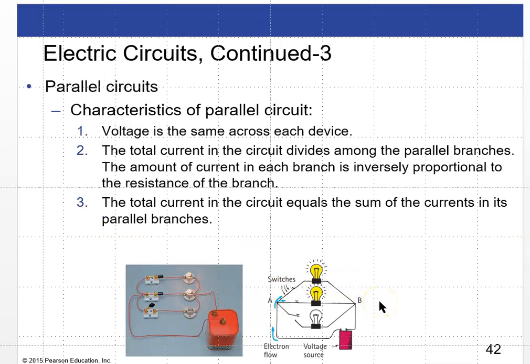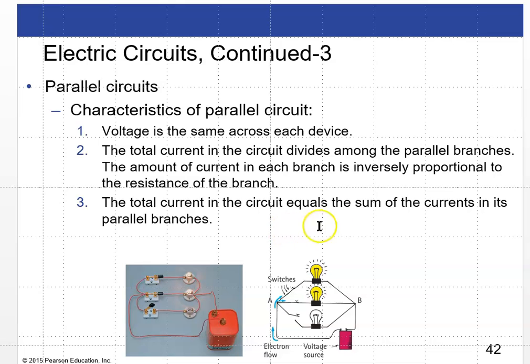A parallel circuit provides multiple paths for the current to flow. And so, for instance, here's the total current. And if you sum up the current in this branch plus that branch plus that branch, you end up with the total current. The voltage drop is the same across each device. The total current in the circuit divides among the parallel branches. The amount of current in each branch is inversely proportional to the resistance of the branch. If you've ever heard the expression, electricity takes the path of least resistance, the most current will end up in the path of least resistance.